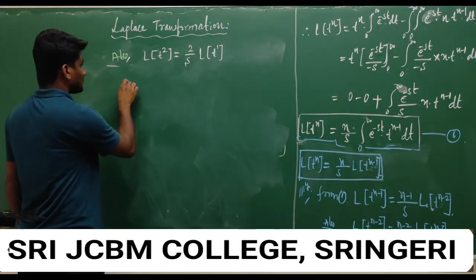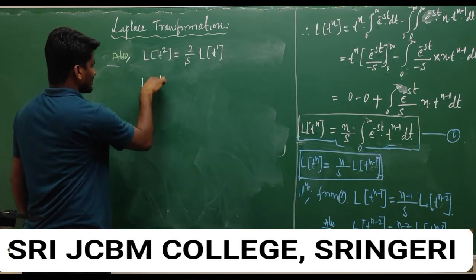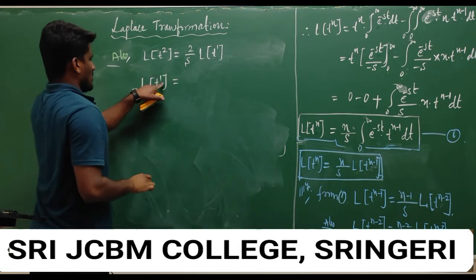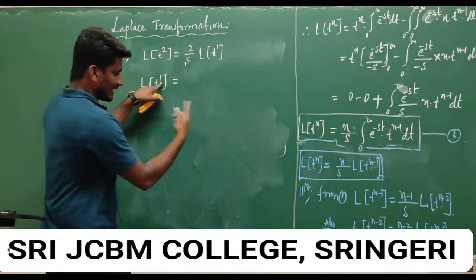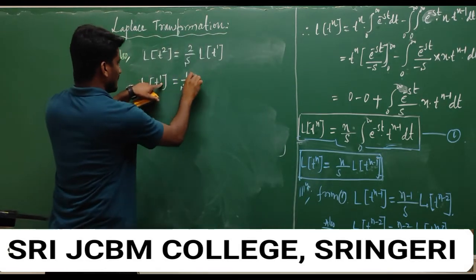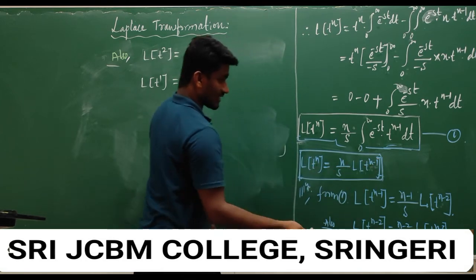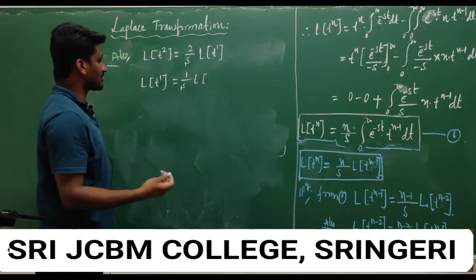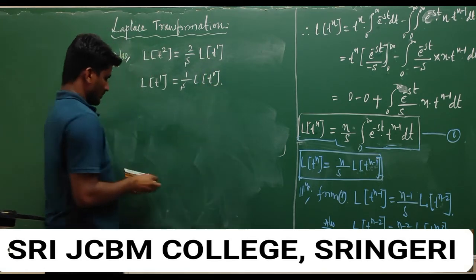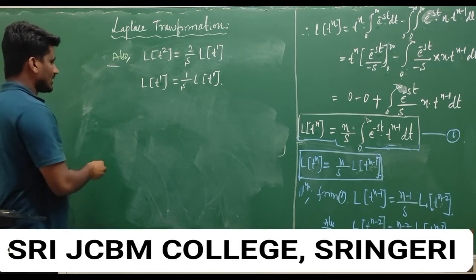And again, Laplace transform of t to the power 1. Here the n value is 1, so again substituting in this condition, it is 1 over s times Laplace transform of t to the power n minus 1, which for n equal to 1 is t to the power 0. So by back substitution of these values, we will get the result.